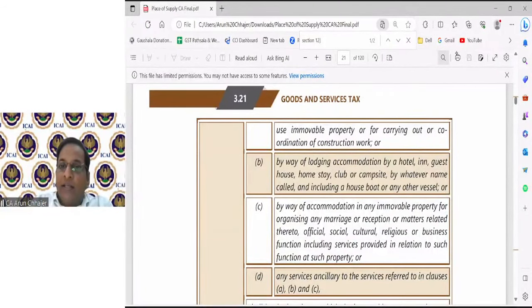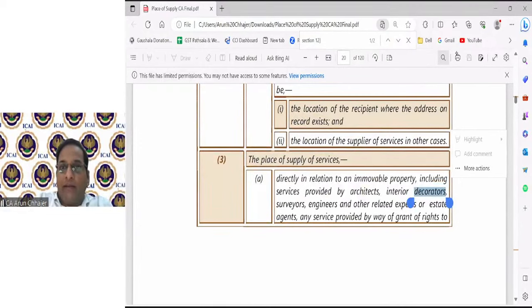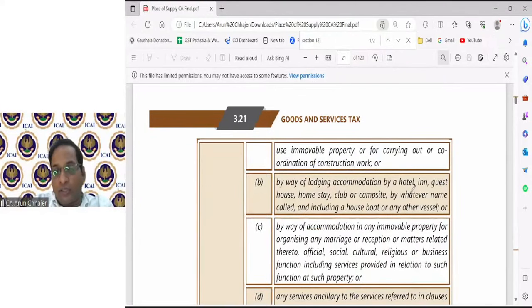What is the service? The service is with respect to immovable property, directly in relation to an immovable property, including architect, interior decorator, surveyor, engineer, or any other related experts or estate agent, any service provided by way of the grant of right to use the property, or carrying out coordination or construction work.